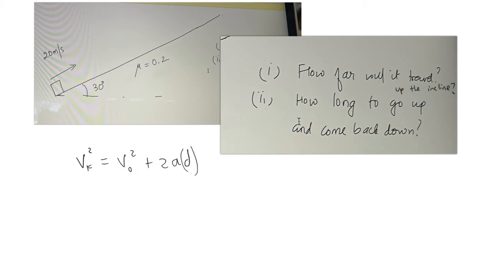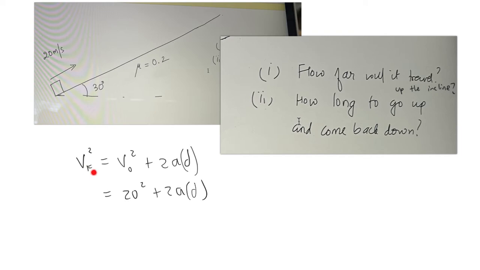We know the original velocity, it's given right here. It's 20 meters per second, but I'll just say 20 here, so that's going to be 20 squared, plus 2 times the acceleration. Now, we don't know what the acceleration is yet, but we're going to find out, times the distance.